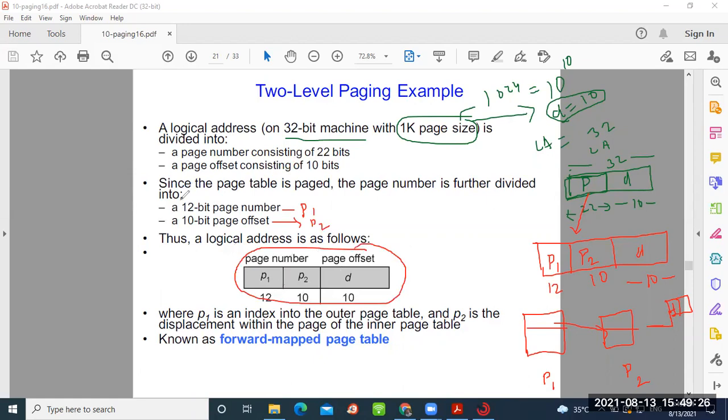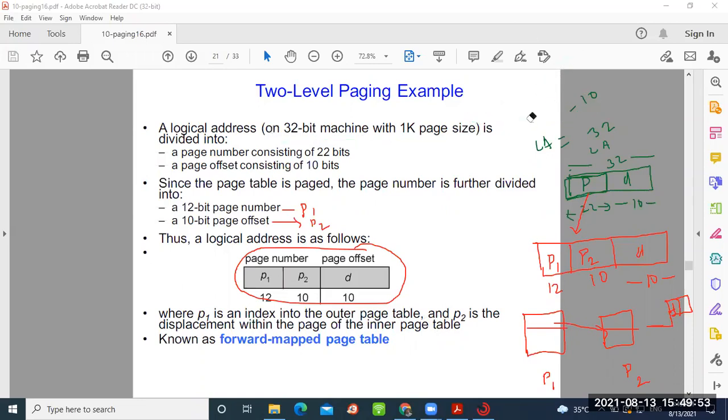And this depends upon the user. You can use any number of bits here. P1 is the index into the outer page table and P2 is the displacement within the page of the inner page table. This particular mapping is known as forward map page table. Fine, so this is the basic concept, and the rest of the thing is the same.